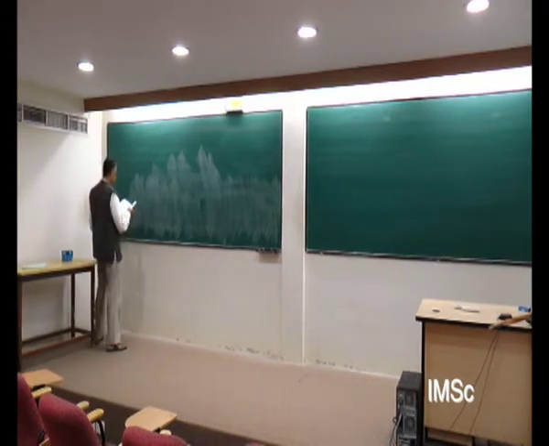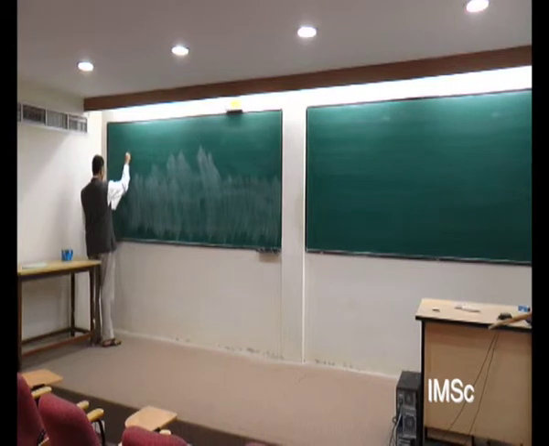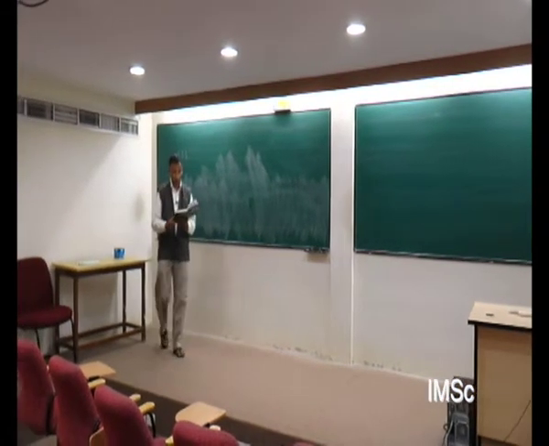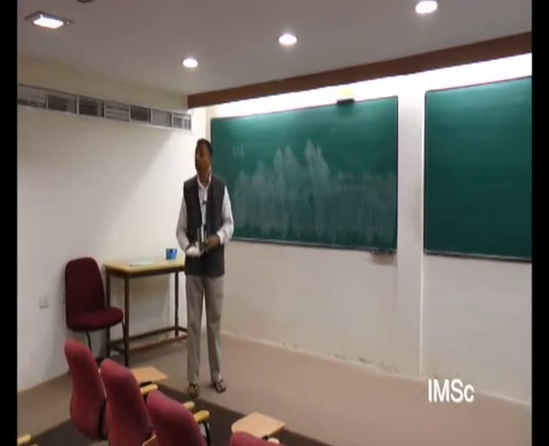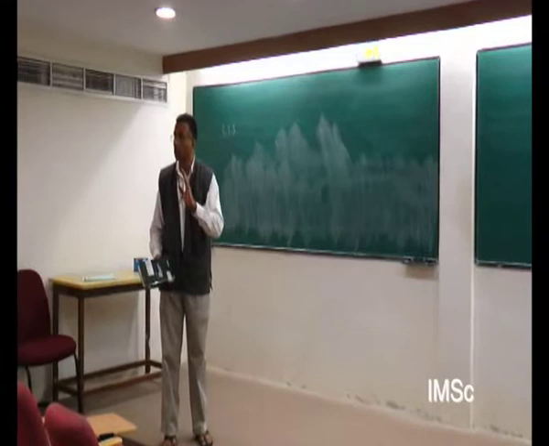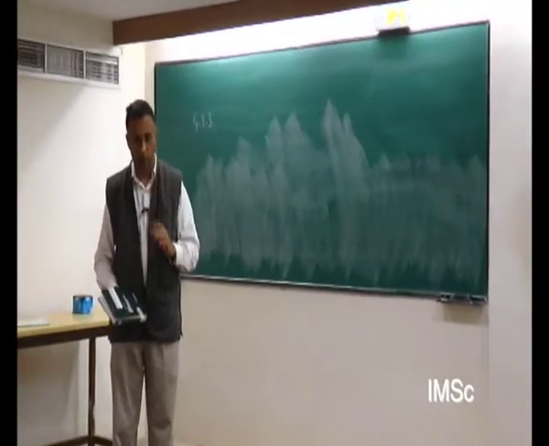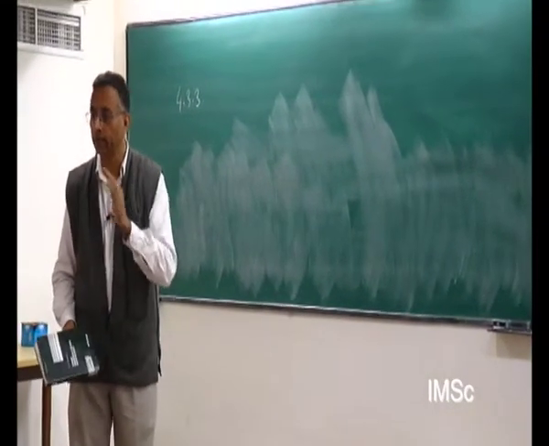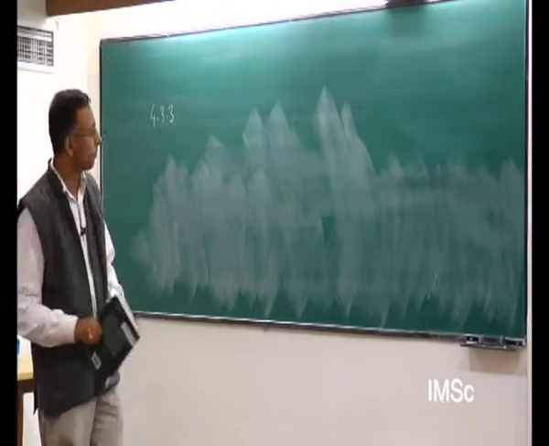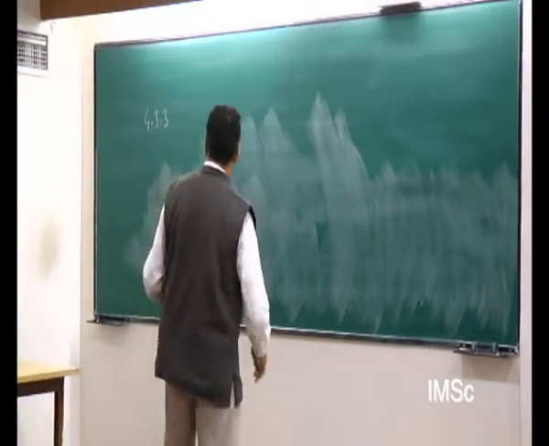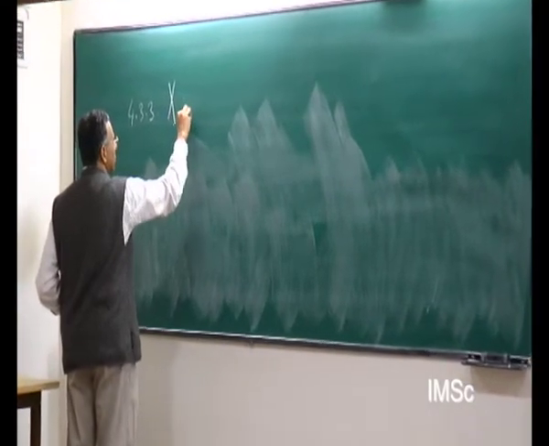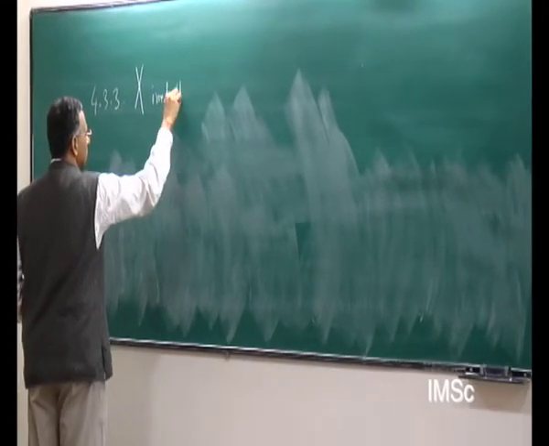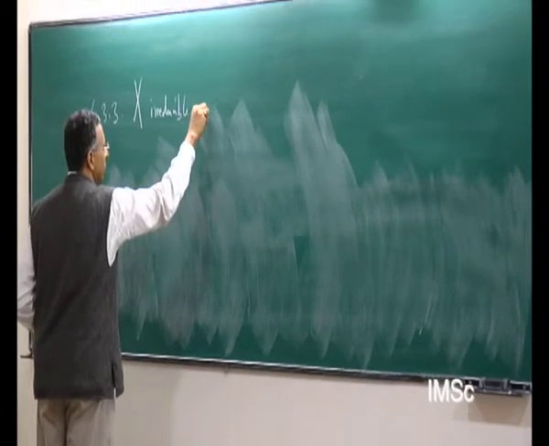So we are doing 4.3.3, right? That's what we did, except that we didn't quite. So let's do it again in a different language. So what are we saying? So X is, let's assume X to be an irreducible variety. Let's see what all we are saying.